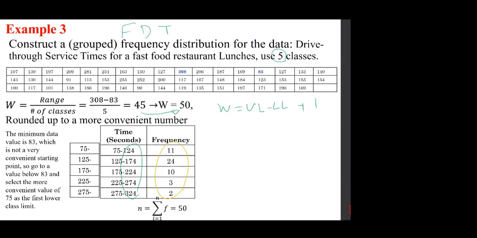Now, as far as finding the relative frequency, as always, remember the relative frequency would be what? Just the frequency divided by the total size. So the relative frequency for the first class would be 11 divided by 50. The second one would be 24 divided by 50, so on and so forth.